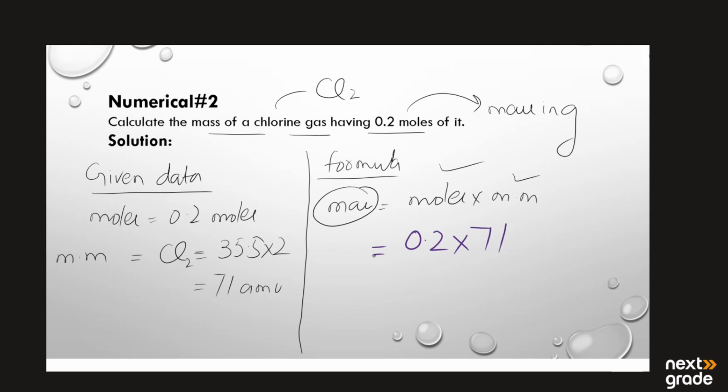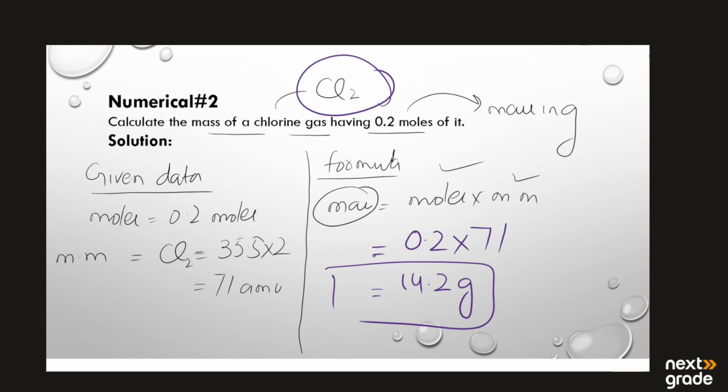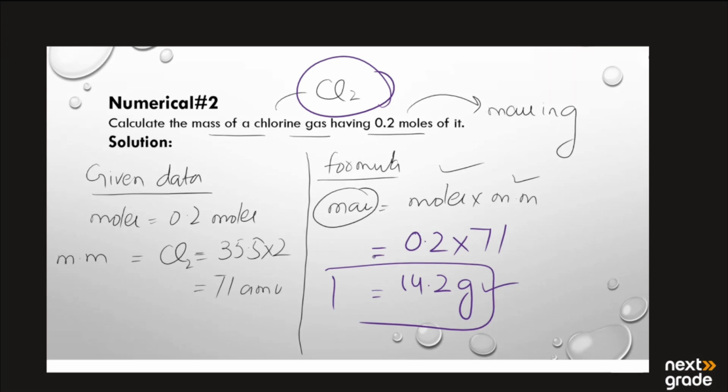So 0.2 multiplied by molar mass, that we have 71. By multiplying 0.2 with 71 we will get 14.2 grams. It means if we have 0.2 moles of chlorine, it has 14.2 grams of mass in it. So this is all about that. We have converted moles into the mass.